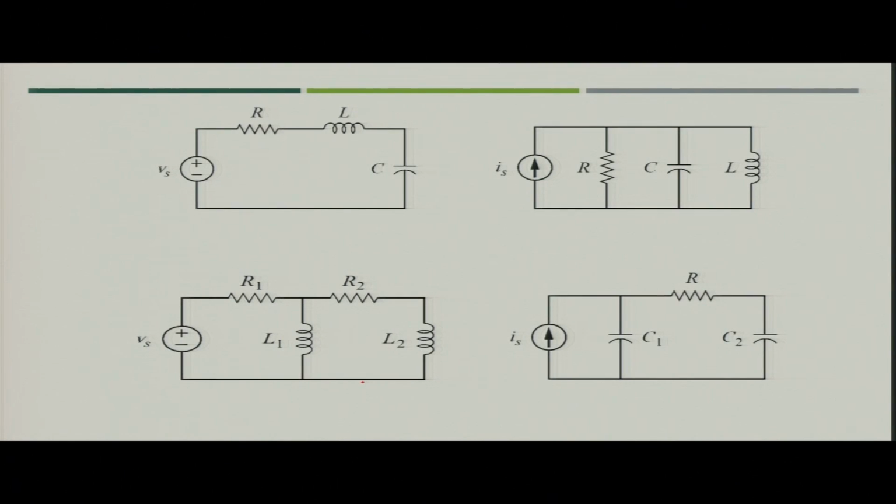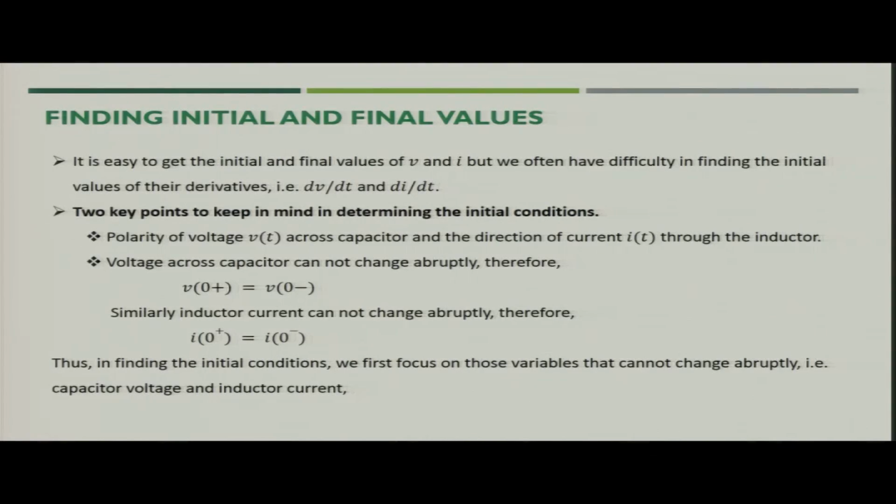You will see that this series RLC circuit is a second order circuit, and the parallel RLC circuit is also a second order circuit. Now, if you have two inductors and you cannot simplify the circuit and represent it as a single inductor, then it can also be considered a second order circuit. Similarly, if we have two capacitors that cannot be clubbed to represent a single equivalent capacitor, in that case also the circuit would be considered a second order circuit.